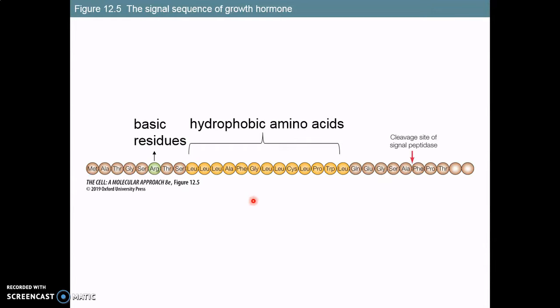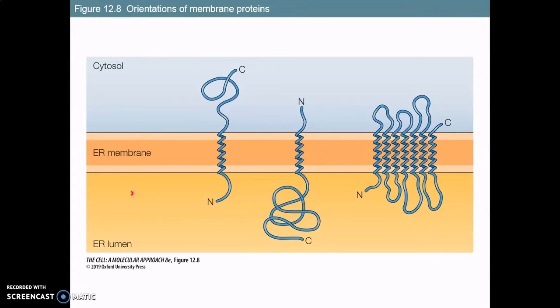So again, we have our signal sequence, which is a series of hydrophobic amino acids, and this is a key part to it. There are basic residues that might be on the front or on the back, and there may or may not be a signal peptidase. And this entire thing may be at the beginning of a protein, it may be in the middle of a protein. And we can end up with proteins inserted into the membrane in a number of different ways.